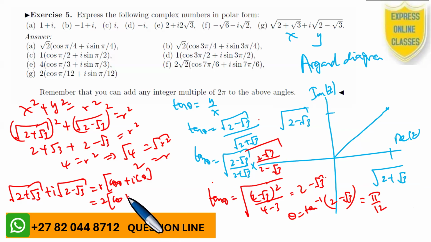So right here, you're going to come here and put pi out of 12. So this is it. This is the answer.